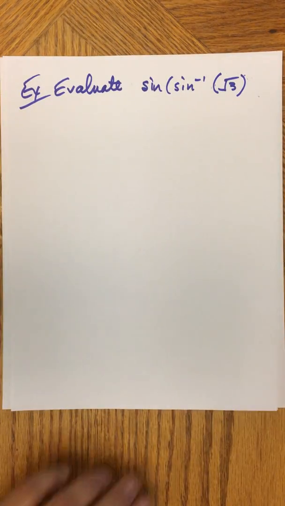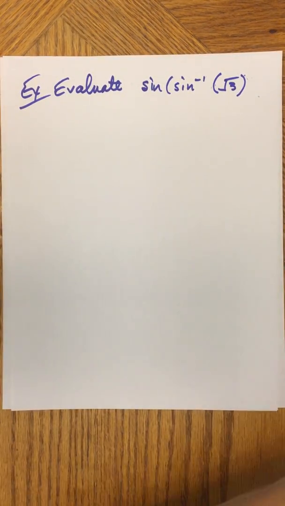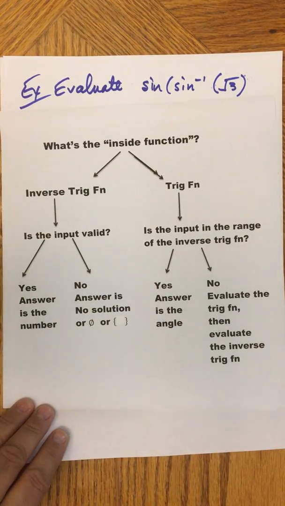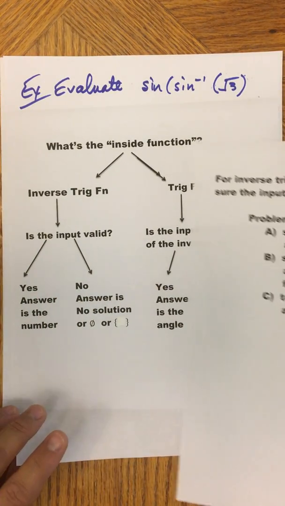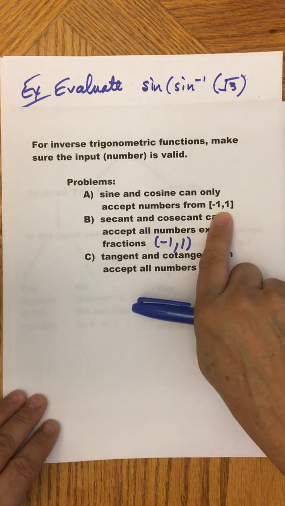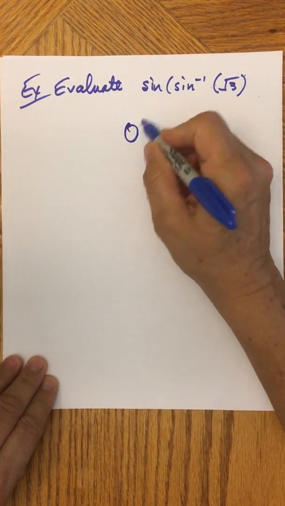Let's take another example. Suppose you have sine of inverse sine of square root 3. Again, is this a valid input? Square root 3 is about 1.73, a number outside of -1 to 1. So inverse sine can't handle that. This is no solution.